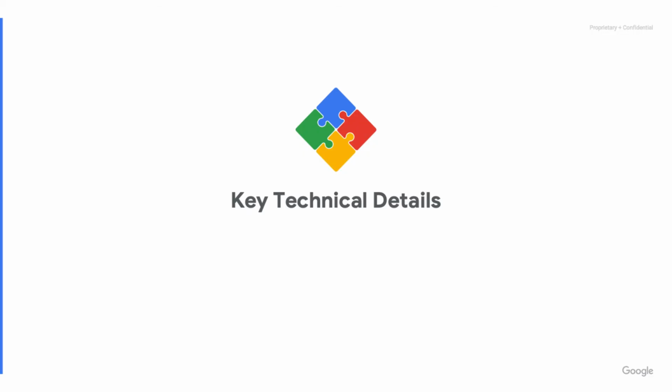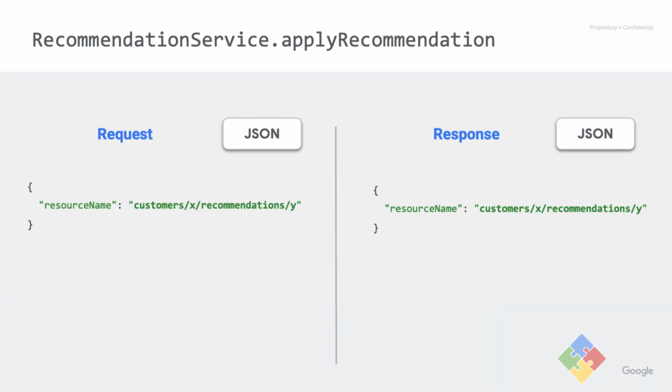Alright, we covered the most common scenarios that you may encounter when applying recommendations with parameters. Let's take a step back and quickly summarize the key takeaways. All requests send and return recommendation resource names. Parameters can be provided as part of an operation to customize the recommendation to apply.